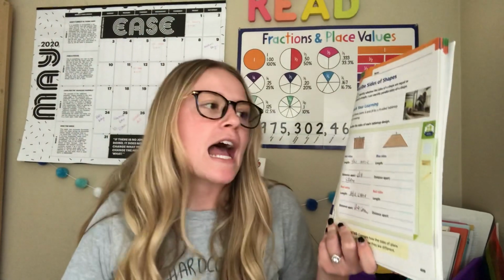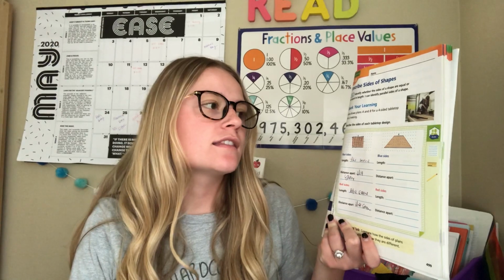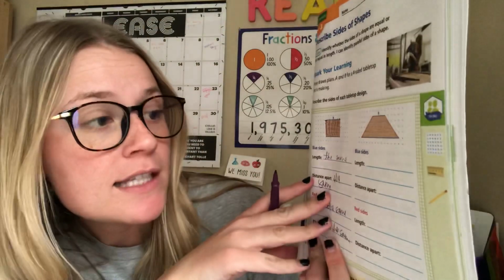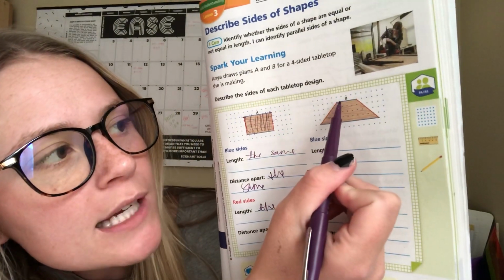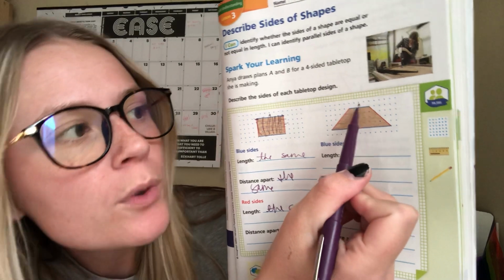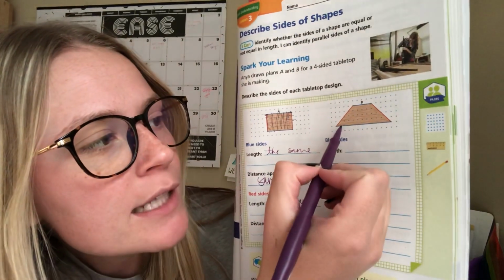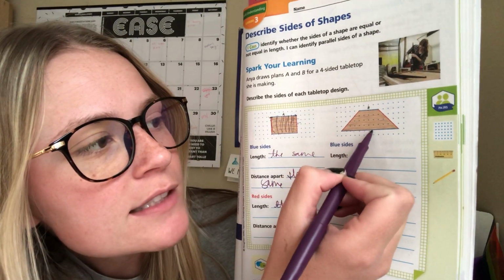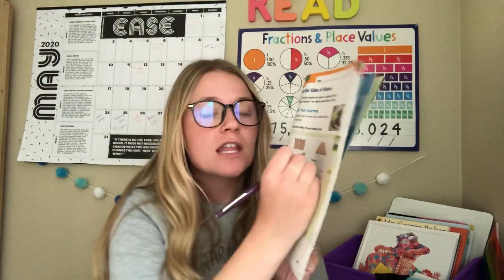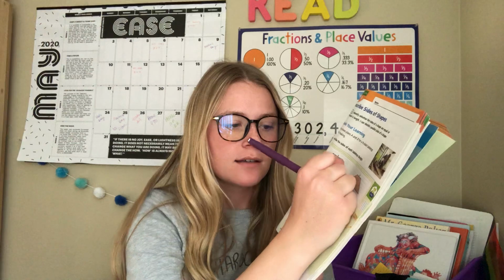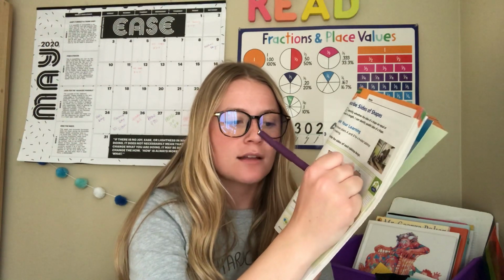Now let's look over at shape B, the trapezoid. If we look at the blue sides, the lengths are different, right? We have 1, 2, 3, 4 dots on top, and 1, 2, 3, 4, 5, 6, 7, 8, 9, 10, 11, 12 dots on the bottom. So the lengths are very different. One is much smaller than the other.